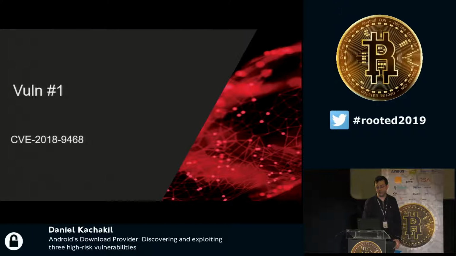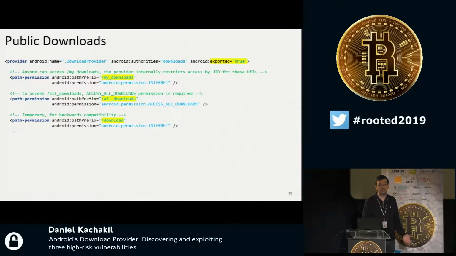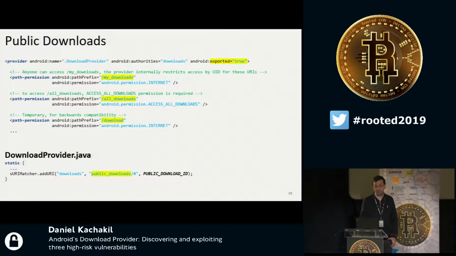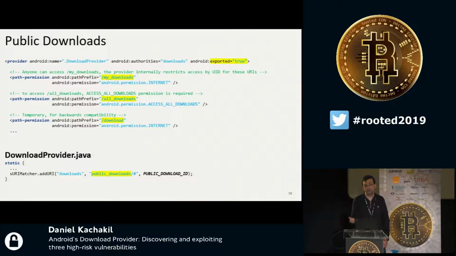So this is what I refer to as vulnerability number one. In the code we've just seen, that's where we have all the vulnerabilities. And my question is, what about public downloads? Well, they have been defined, my downloads, all my downloads. But here in the URI matcher, we have public downloads. And then we also have an ID, a number. What is the permission that protects that? So that is the question.